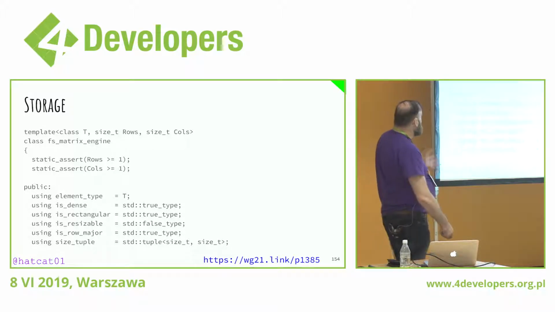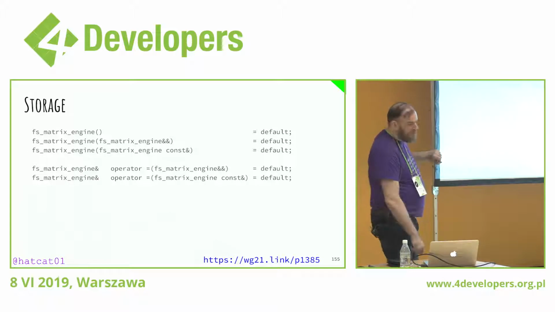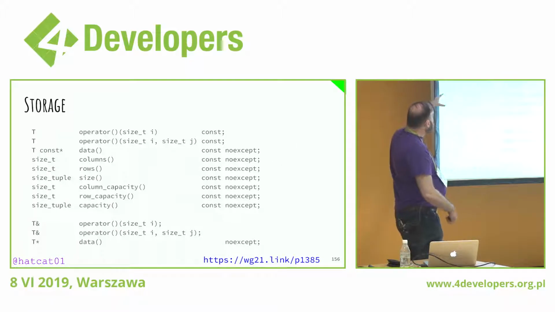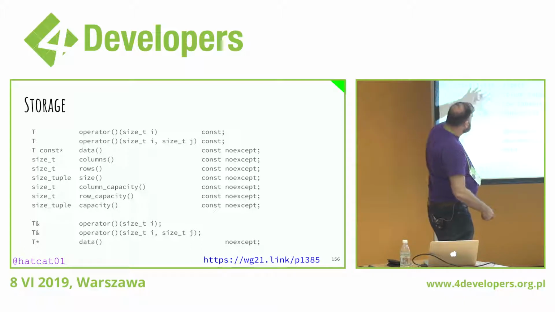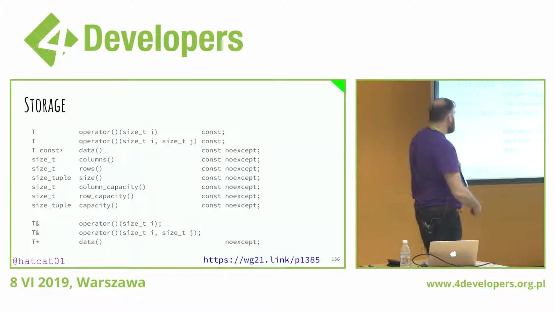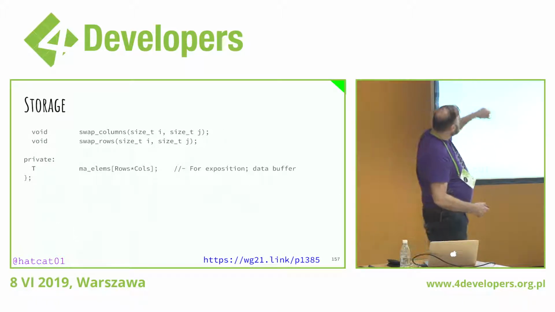So there's some stuff going on here. We'll go into more detail about this later. But you can see constructors, assignments, accessors, capacity, columns, rows, size, more accessors that are non-const for mutable operations, and swapping columns and rows.